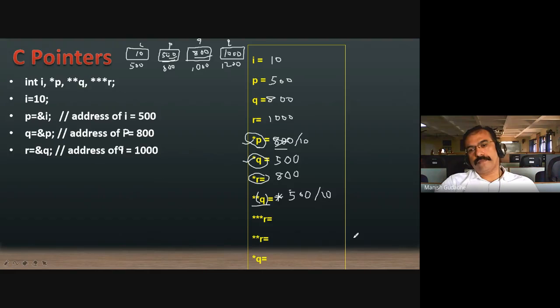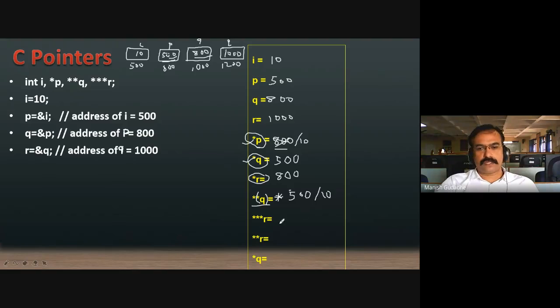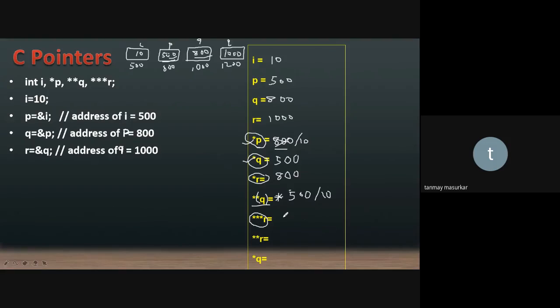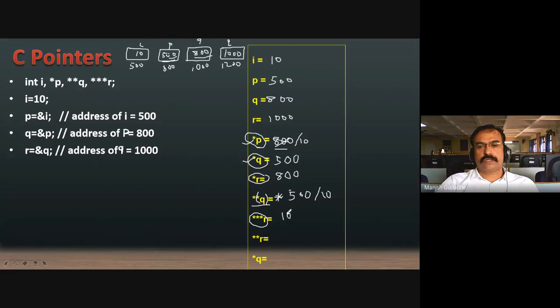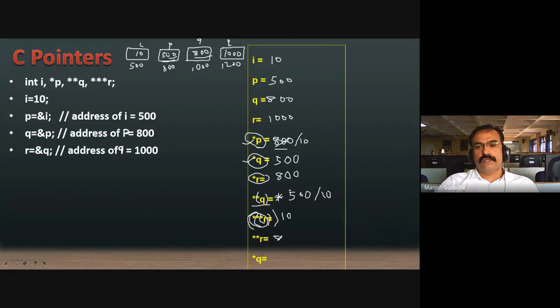Tanmay Masurkar, you have not joined with official ID. Next time you are supposed to do it. What is the answer for this? It will be 10 because we are just putting a bracket. So value at R is 800, then value at 800 is 500 and value at 500 is 10. So it looks simple. Tanmay Maske, it will be 500. So yes, this pointer seems to be an easy task for you.